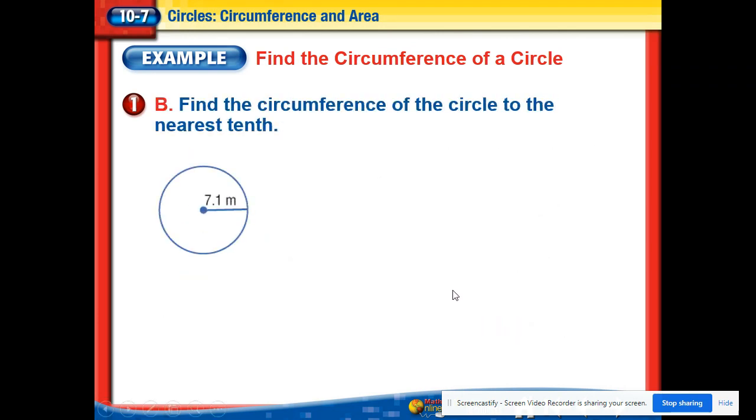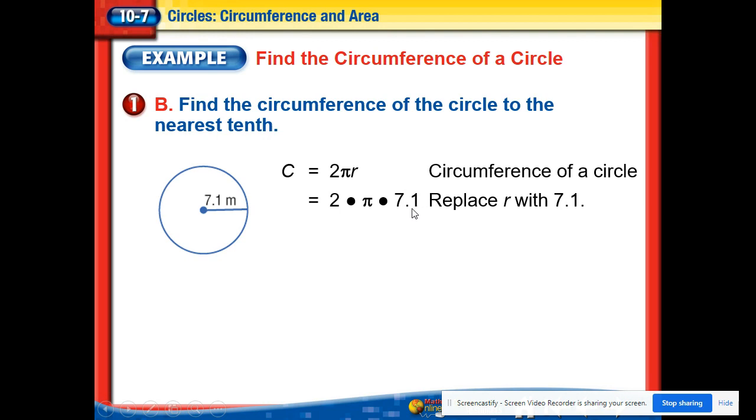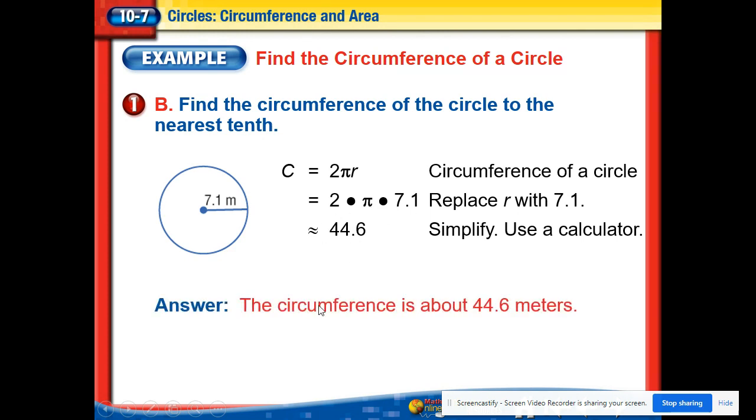All right, let's try another one. Now notice the dimension here. This is not a diameter. This only goes to the center, so that is a radius. We can still find the circumference going around, but we're going to use the other formula, so 2 pi r. So the 7.1 is going to go in the spot of r. Do some multiplying, 2 times 3.14 times 7.1, and we get 44.6. 44.6. Put the label on it, meters.